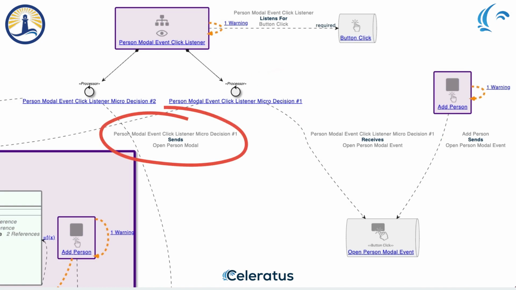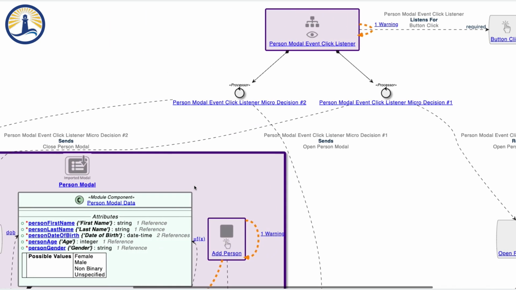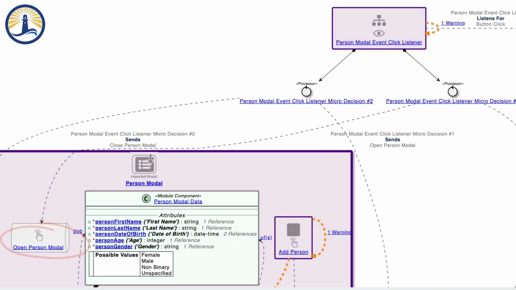When it receives the event, it sends another event called Open Person Modal. This event is owned by the Person Modal, which we can see is a panel that imports the other module as a modal. And that is what causes the Person Modal to be displayed.